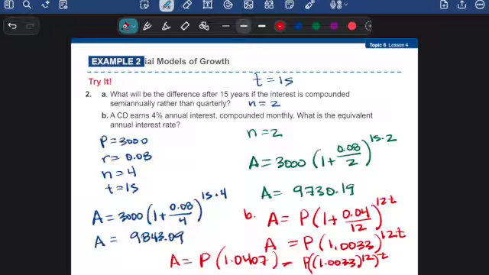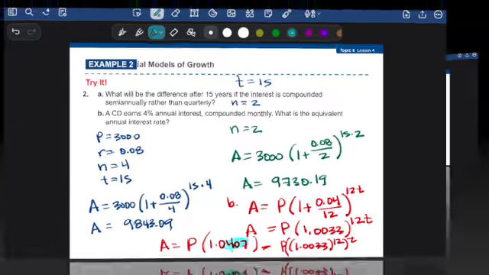So what's the annual interest rate? Again, how much did we add to 100%? We added 4.07%. So annual interest was only 4%, but if we compound it monthly, it's slightly more. You earn a little bit more interest.